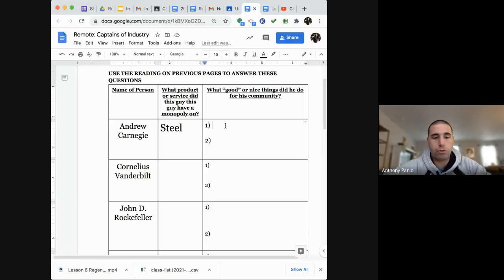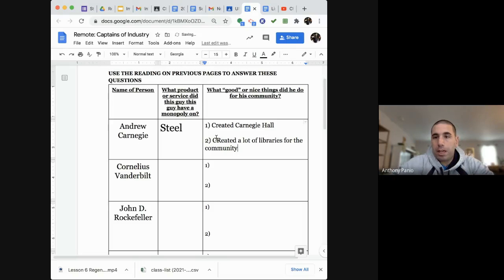So in this case, he created Carnegie Hall, which is located in New York City. That is a very famous arts center where a lot of very famous people in the arts will go and put on a show. That's named after him. He created that. He also created a lot of libraries for the community.